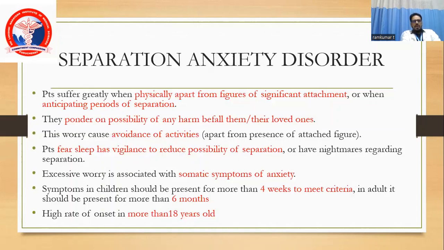Separation anxiety disorder. Patients suffer greatly when physically apart from figures of significant attachment or when anticipating periods of separation. They ponder the possibility of harm befalling them or their loved ones. This worry causes avoidance of activities apart from the presence of the attachment figure. Patients fear sleep, maintain vigilance to reduce the possibility of separation, and have nightmares regarding separation. Excessive worry is associated with somatic symptoms of anxiety. Symptoms in children should be present for more than 4 weeks to meet criteria. In adults, they should be present for more than 6 months. A high rate of onset is after 18 years old.